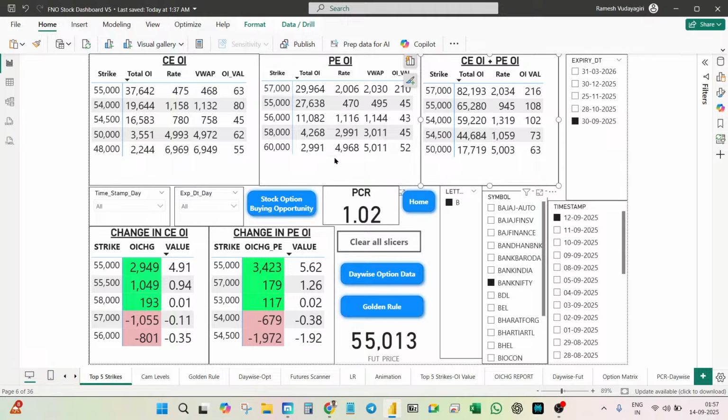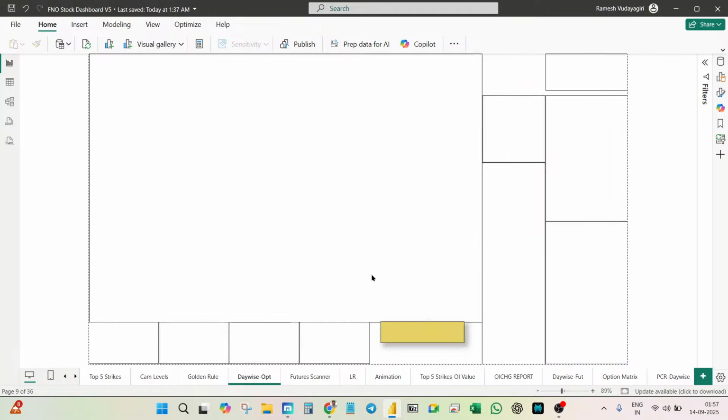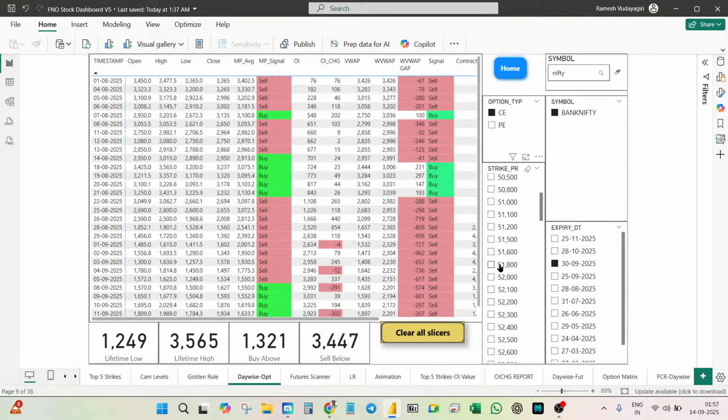Now you have to see this from the perspective of the option sellers. Why are they selling so much of the 57,000 put option? Either it could be a big seller or a big buyer. Now 29,000 contracts are there. Let us go to the option data and see 57,000. I am giving an example so that you can apply the same logic to other stocks also, and I will tell you how to identify it.